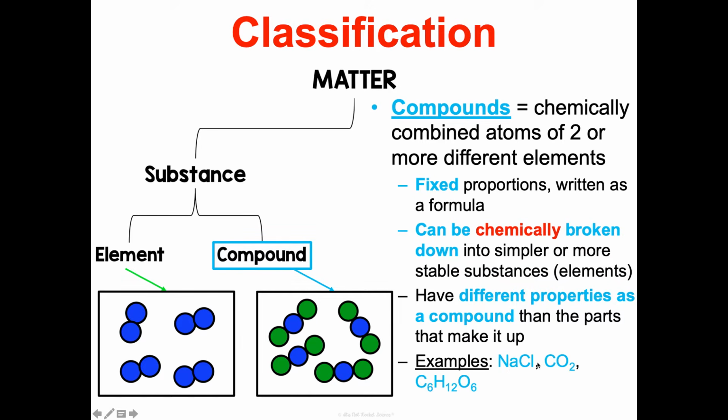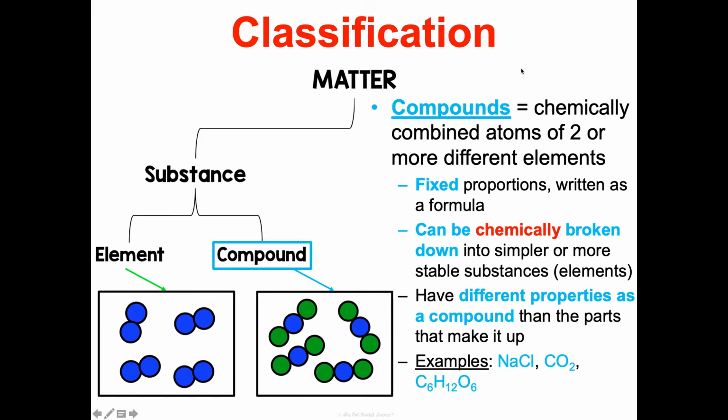So like we said, sodium chloride, carbon dioxide, C6H12O6, these are compounds. I can break C6H12O6 into carbons and hydrogens and oxygens, but it's going to take a chemical reaction to do it. And again, carbon dioxide has a different property than carbon does on its own and oxygen does on its own. Okay, so this is what compounds are. So that's the left side of this little flow chart.